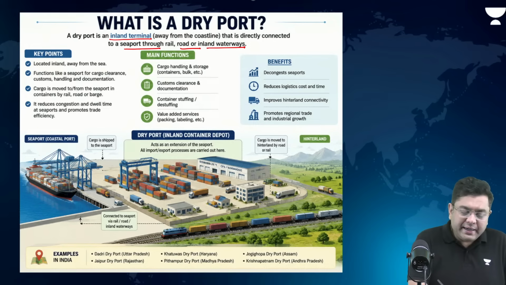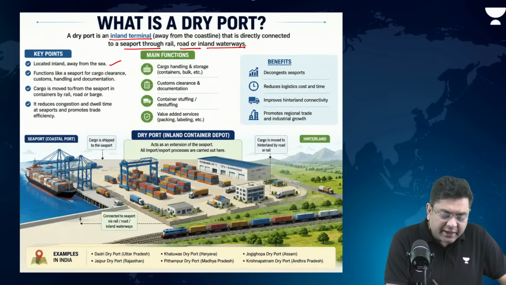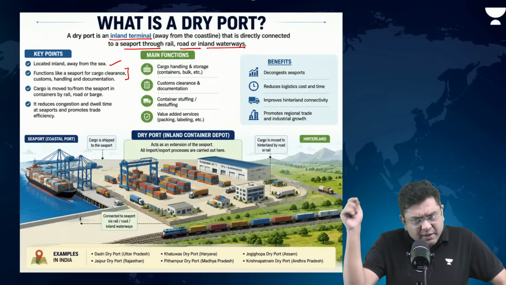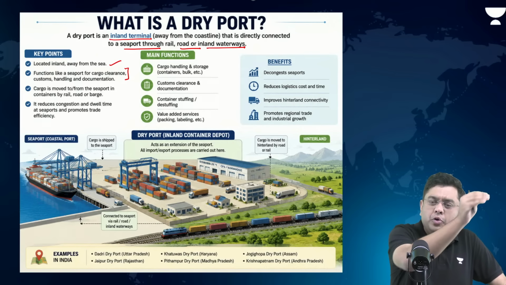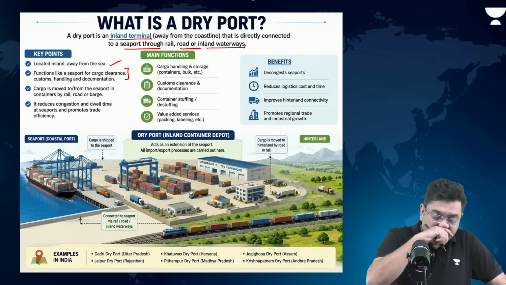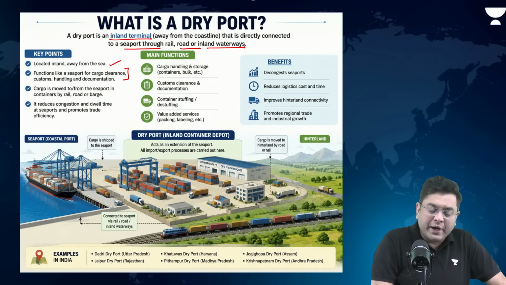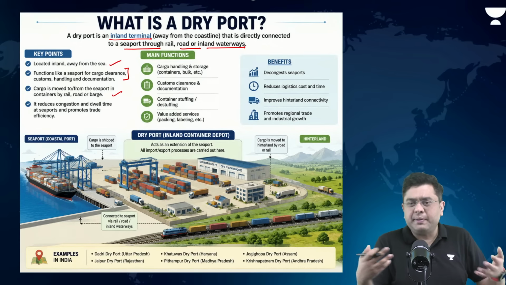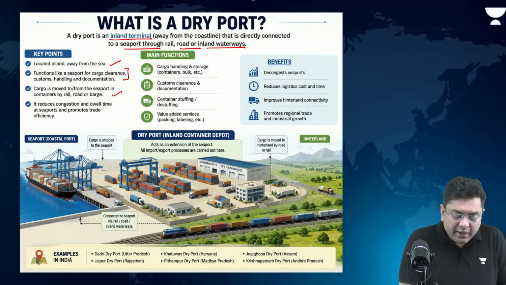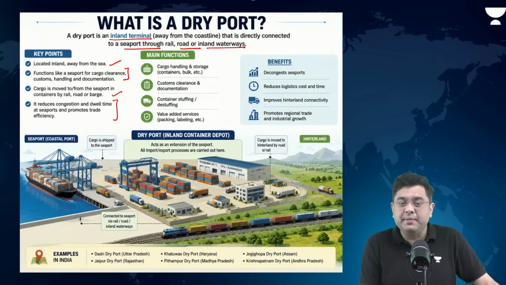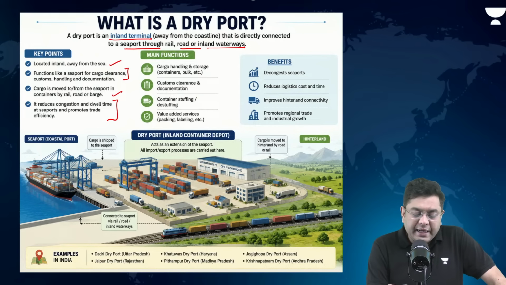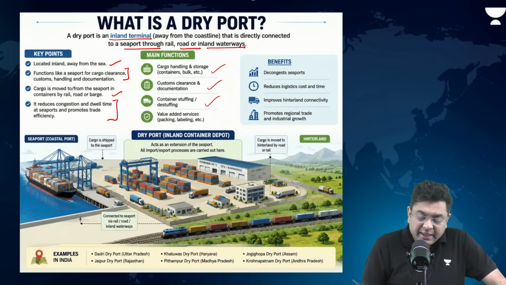Key points: it is located inland away from the sea, and functions like a seaport when it comes to cargo clearance, customs, etc. So that from there directly it can be transported, loaded onto the ships, and cleared. Cargo is moved to and fro the seaport by rail. So you need the infrastructure of highways, roadways, railways. It reduces the congestion and dwell time at the seaport. Cargo handling and storage, customs clearance, container stuffing, destuffing, everything can happen here.